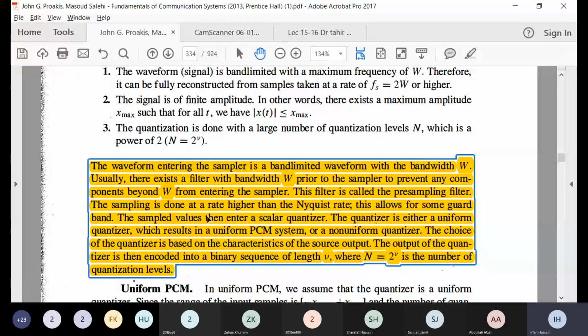Then your sample values will enter a quantizer. Scalar, we are not using vector. Vector is not in the course. So a scalar quantizer could be uniform or non-uniform. As we just discussed, there are two types. And the type of quantizer, uniform or non-uniform, depends on the characteristics of the source. Whatever the signal we are getting, you will determine the quantizer based on the signal properties.